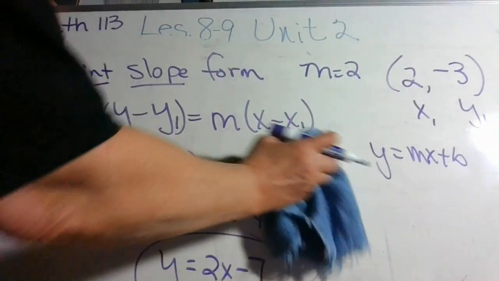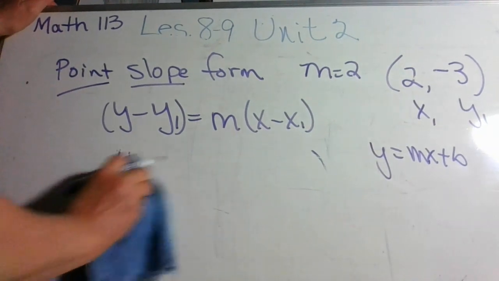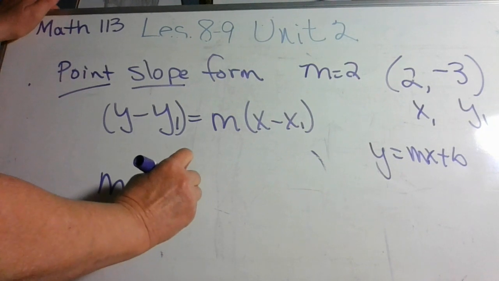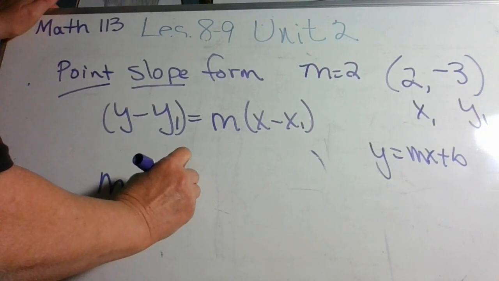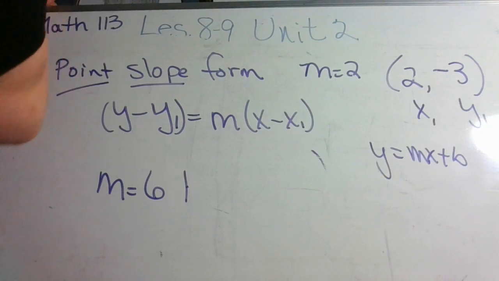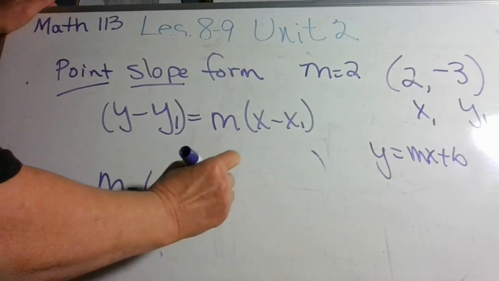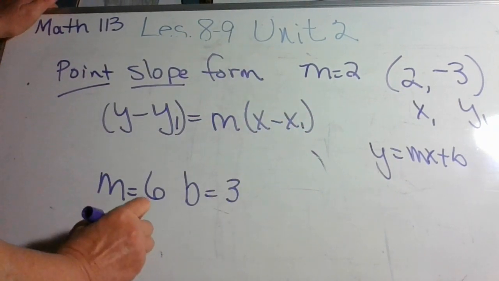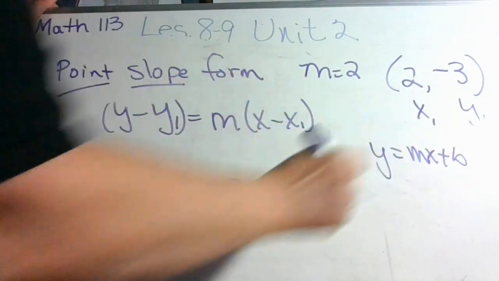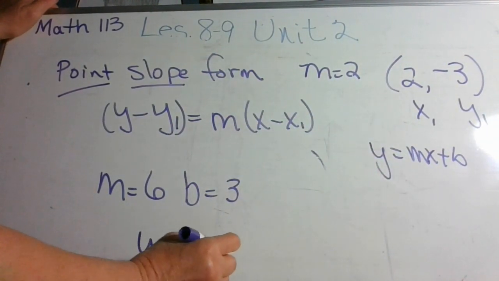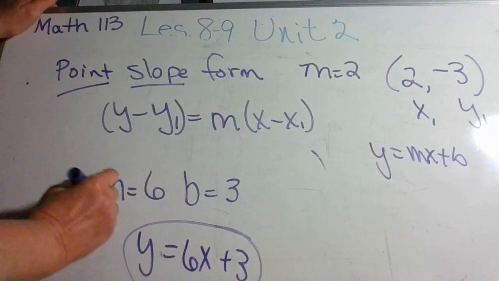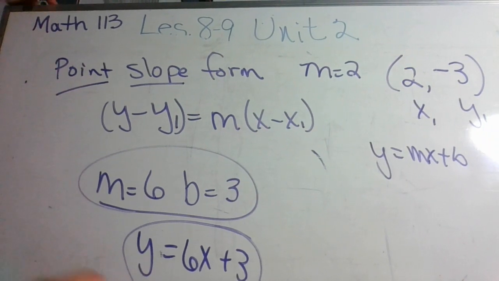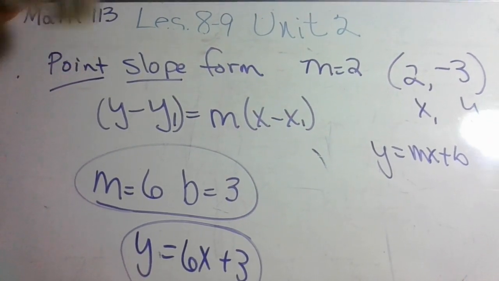Now, if I tell you m is equal to 6 and b is equal to 3, and I ask you to write the equation, you're going to say y equals 6x plus 3. And that's all you have to do if you're given the slope and the y-intercept.